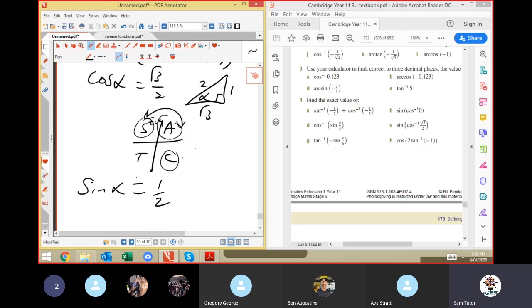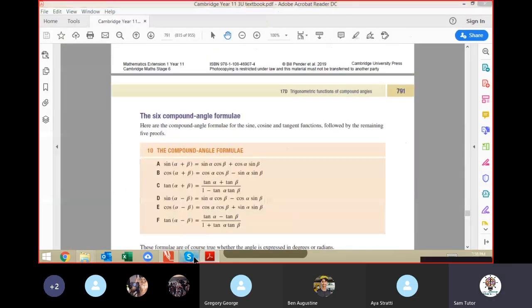Okay. All right, next time I'll go through this, and we still have compound angles to do anyways. So we've got one more bit left of trig, and then it's done here.